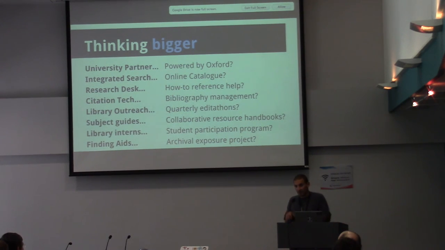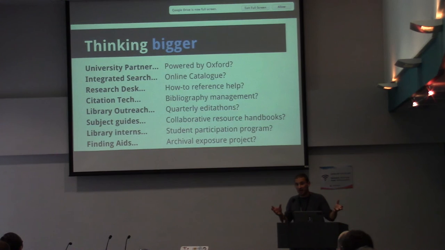What if you could search from Wikipedia through the WorldCat catalog, right on Wikipedia, to see what books were relevant to something you were researching? What if we had a research desk on Wikipedia where reference experts from the outside library world came and helped answer questions? What if we had integrated citation management tools like EasyBib or Zotero built into Wikipedia to make it easier to keep track of your research?